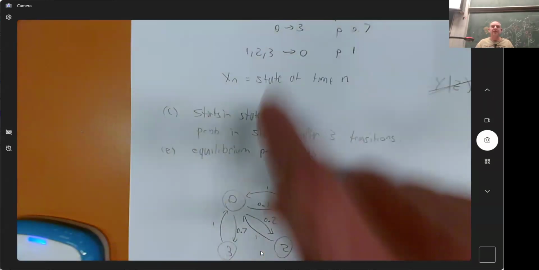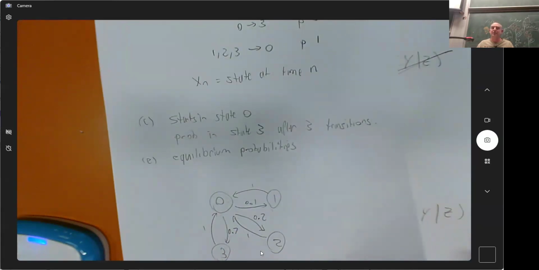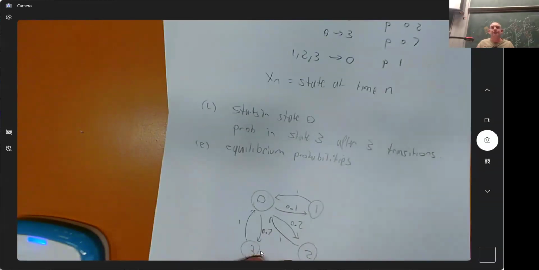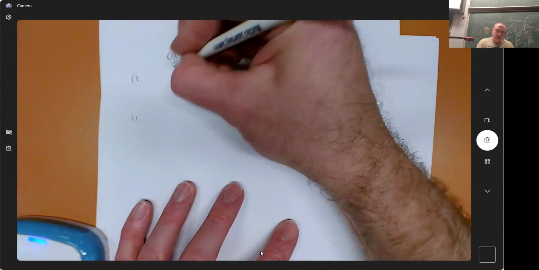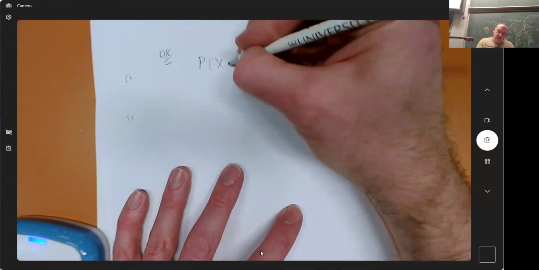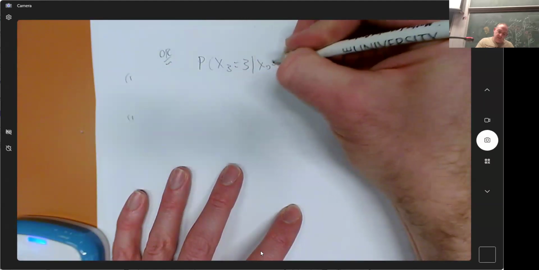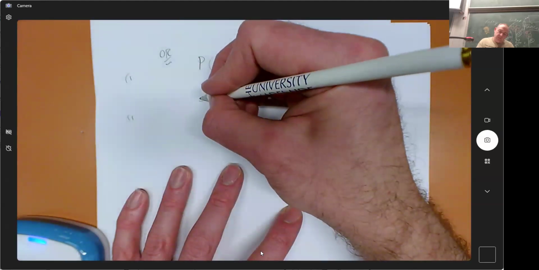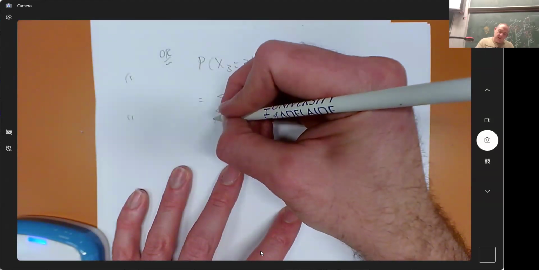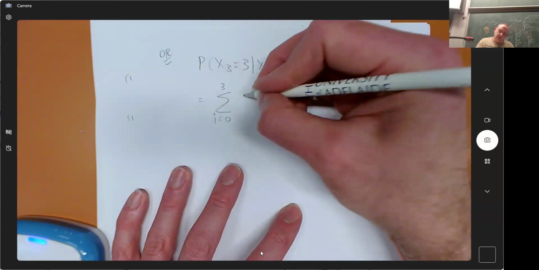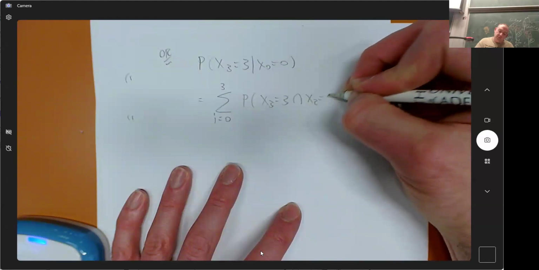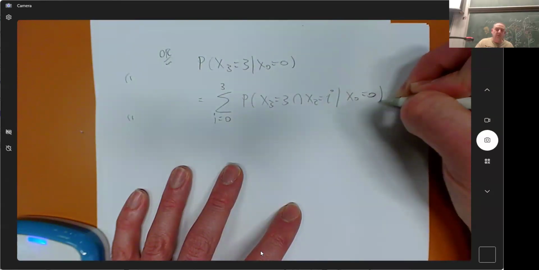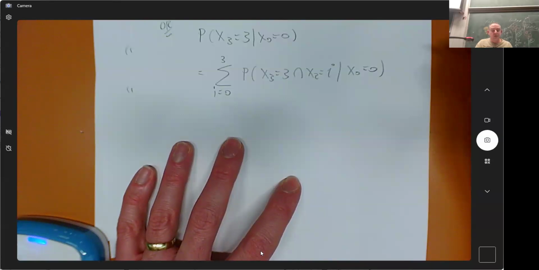Yeah, if there's only 4 states, then you can just write it as a proper sum, like an addition with pluses in them. We could have that P(x3 = 3 | x0 = 0) would be the sum from i = 0 to 3 of the probability of x3 = 3 and x2 = i, given that x0 = 0. That's what I wrote, but with pluses.